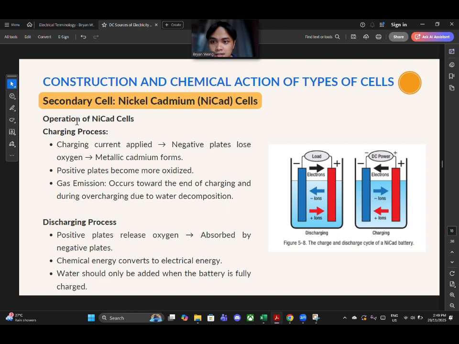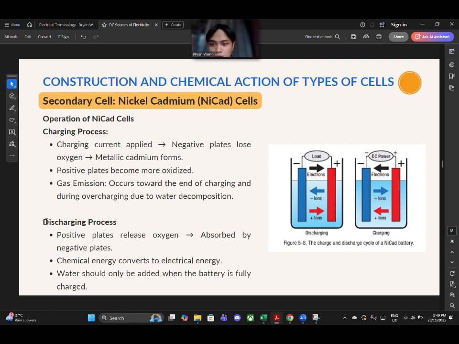So now I'm going to explain the operation of nickel cadmium cells. The charging process shows that a charging current is applied, and then the negative plate loses oxygen, and metallic cadmium forms. Next, the positive plates become more oxidized. Gas emissions occur towards the end of charging and during overcharging due to water decomposition.